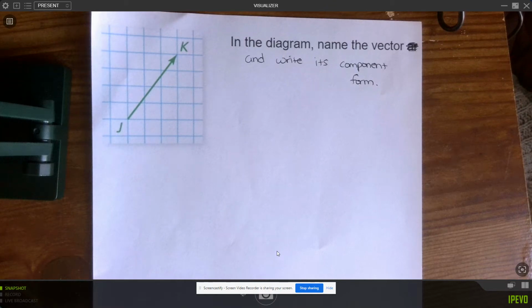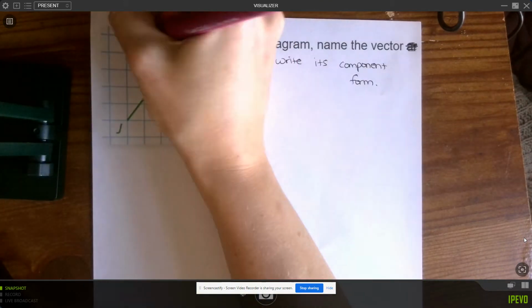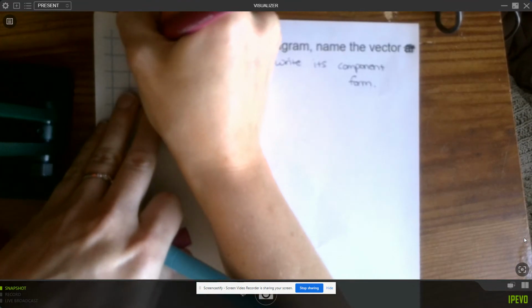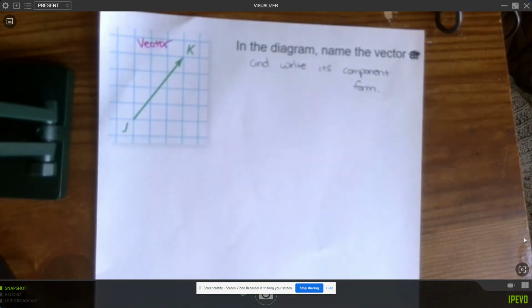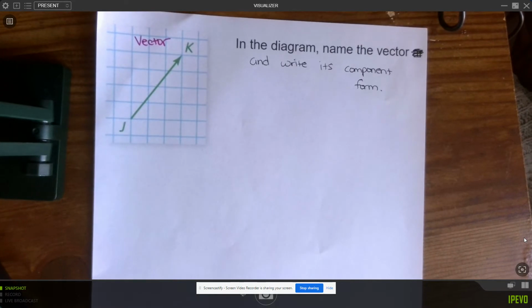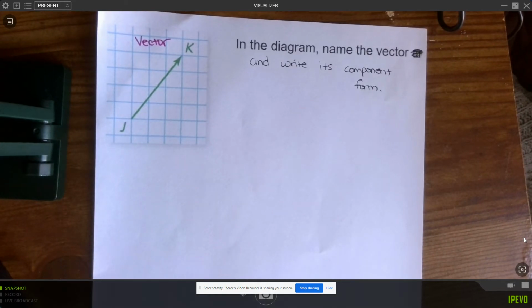So now that you've written down some vocabulary for lesson 4.1, we're going to do a few examples. We're first going to be working with vectors. So I have a picture here of a vector, and we need to name the vector and write its component form. So this is a vector. It looks like a ray, kind of, when we've been working with rays in geometry.